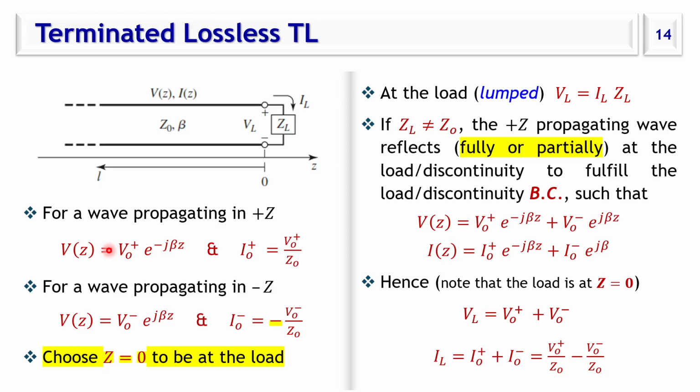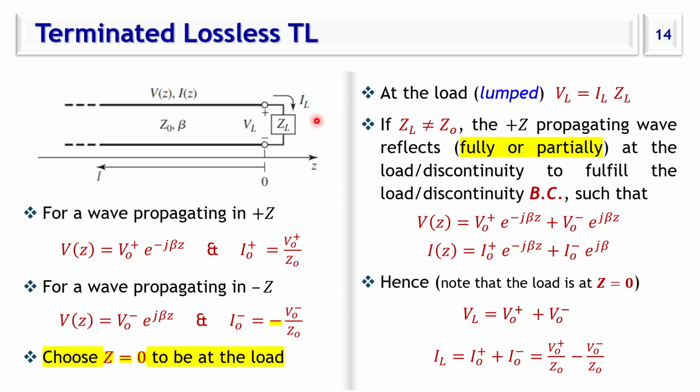Okay, so now we'll go a little bit into circuits that use transmission line. So the transmission line is feeding a certain load, that is ZL. We know the expression for the wave propagating in the positive Z direction. So the convention here is to assume Z equals 0 is at the load.